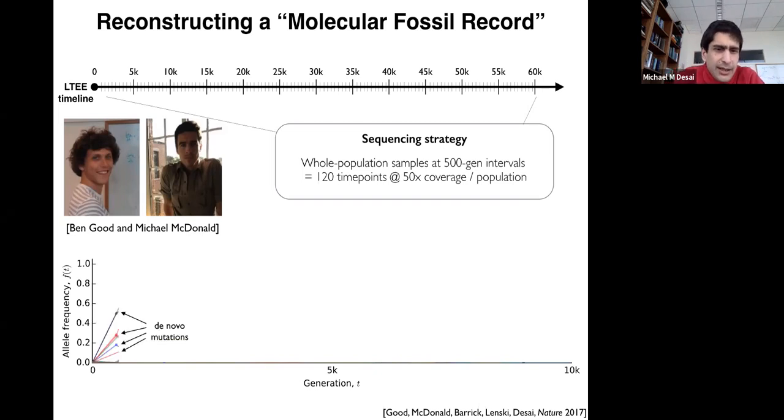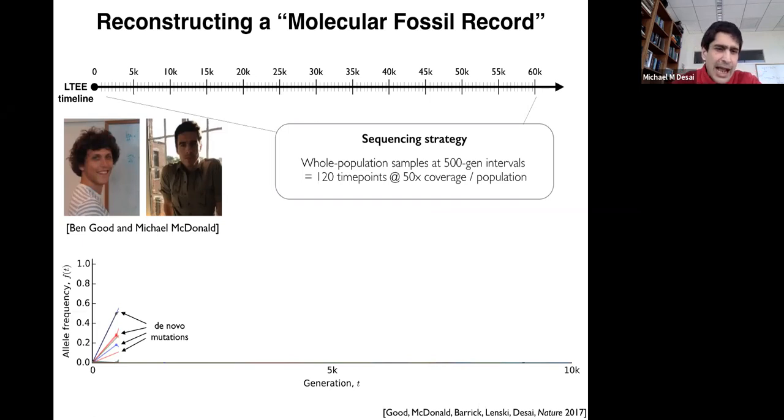And so the sort of thing that you see is that mutations arise. In this particular population, by the 500 generations of evolution, there were a half a dozen or so mutations that had spontaneously arisen and come to some appreciable frequency, 10%, 20%, in this case, 50% frequency within the population by that time.